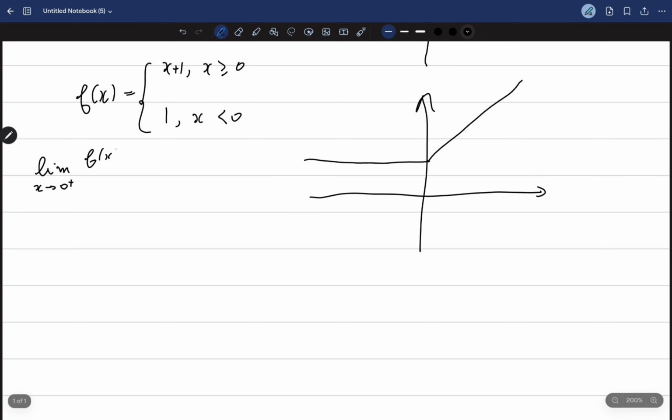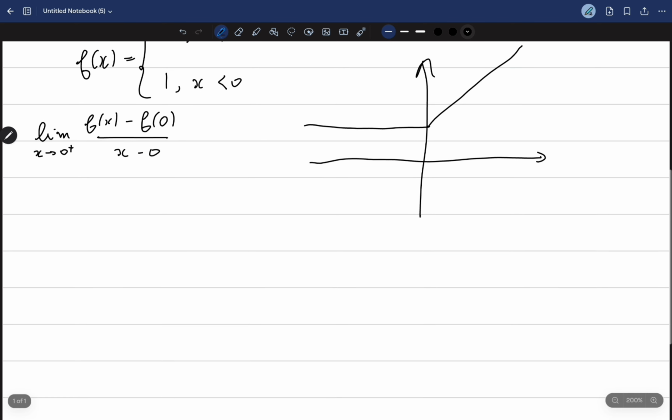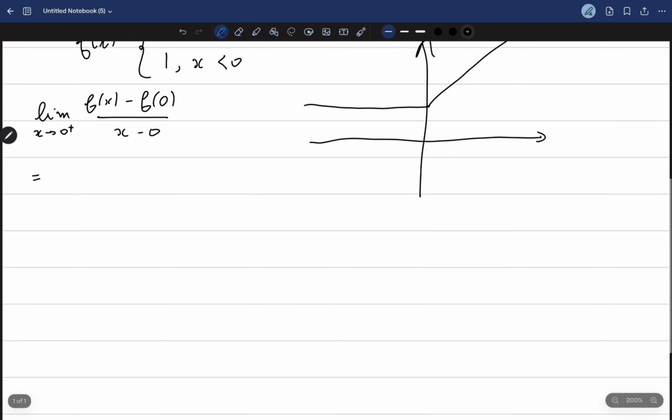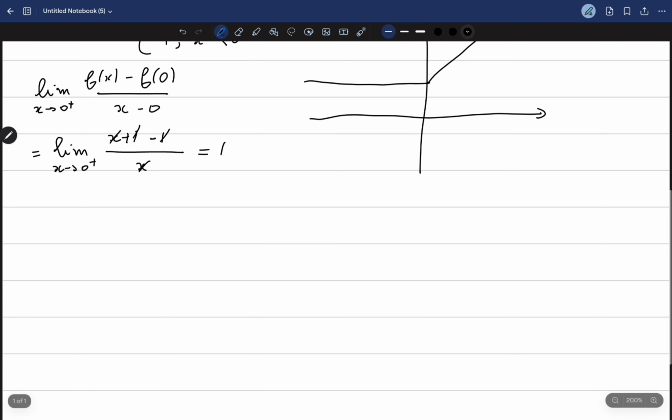So we have f of x minus f of 0 over x minus 0. From the right, f of x is equal to x plus 1. So this would be the limit as x goes to 0 plus of x plus 1, then f of 0 is equal to 1, so that's minus 1, and then x minus 0 is x. So this would cancel with this, and this would leave us with 1. So the limit from the right is 1.